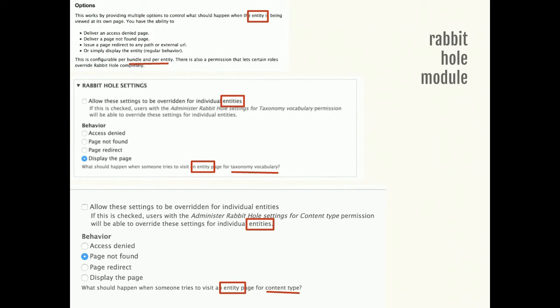Yeah, like if you have worked with Rabbit Hole, you can say, I want this specific entity, this specific page to redirect to this other page. Or you can say, I want all articles, all basic pages to redirect to that other page. So if you are saying, I want all of them to redirect, you are configuring it per bundle. You are saying all entities that belong to this bundle, I want them to redirect to this other page. But if you only want this specific page, this specific entity to redirect, that's where you say this entity is going to redirect.